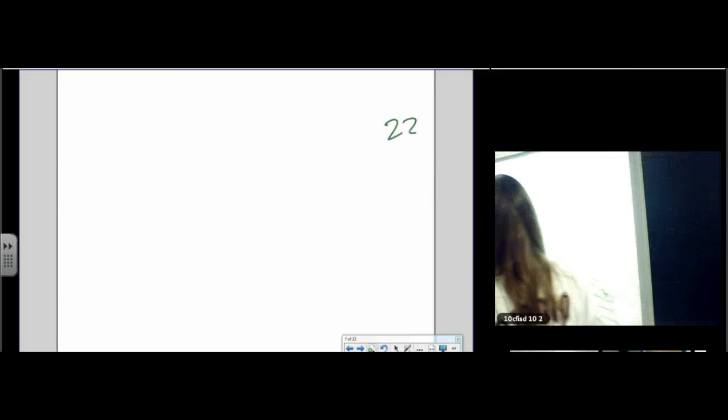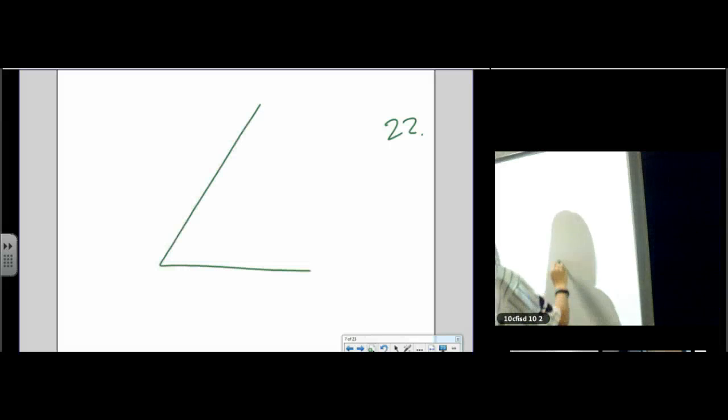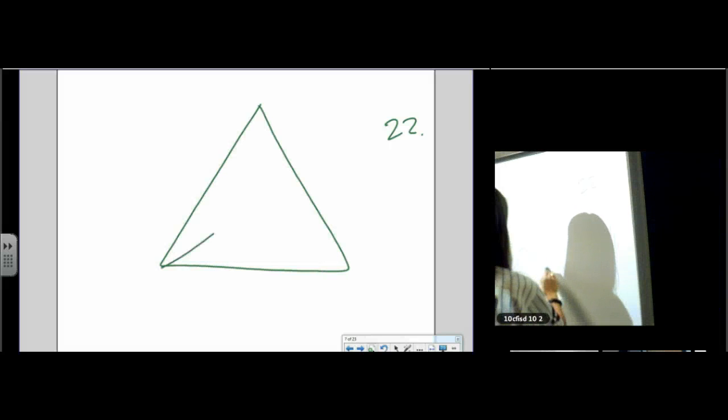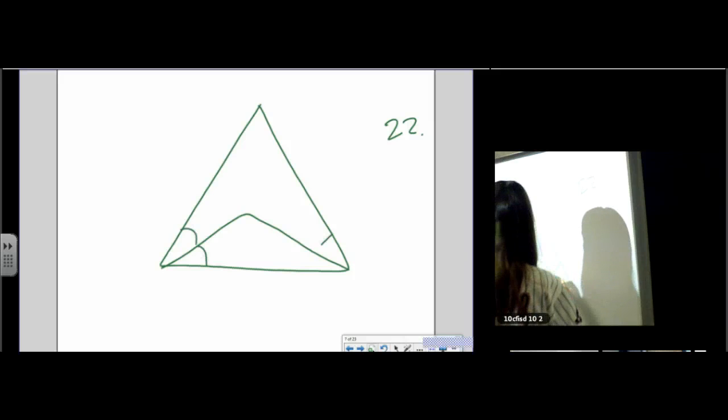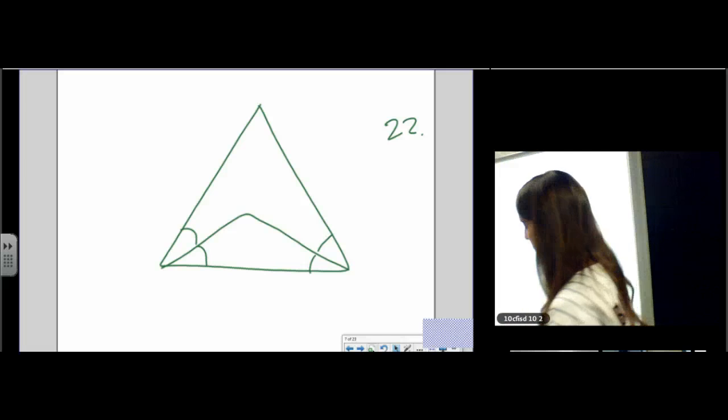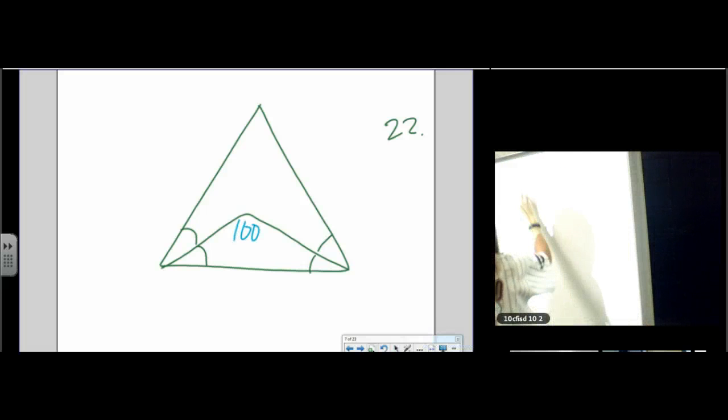Last one, 22. Horrible picture, sorry about that. Arc, arc, arc, arc. We have this on one of our other homeworks. You've already seen this before, actually.